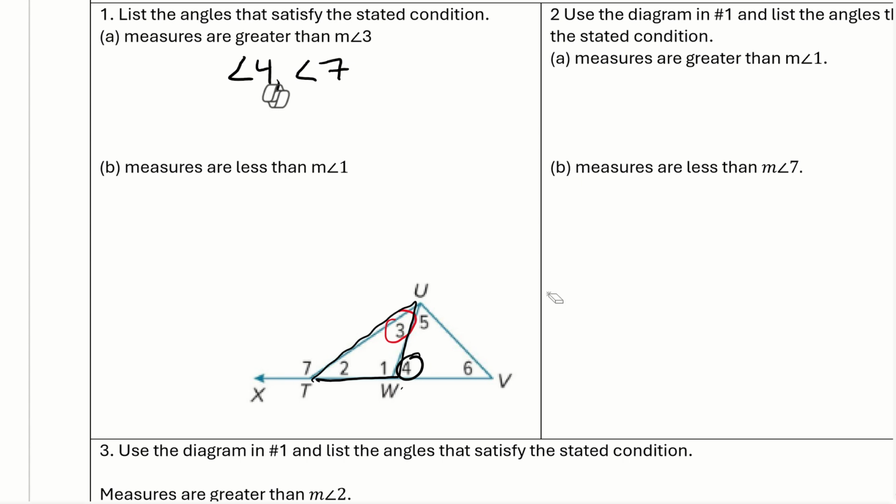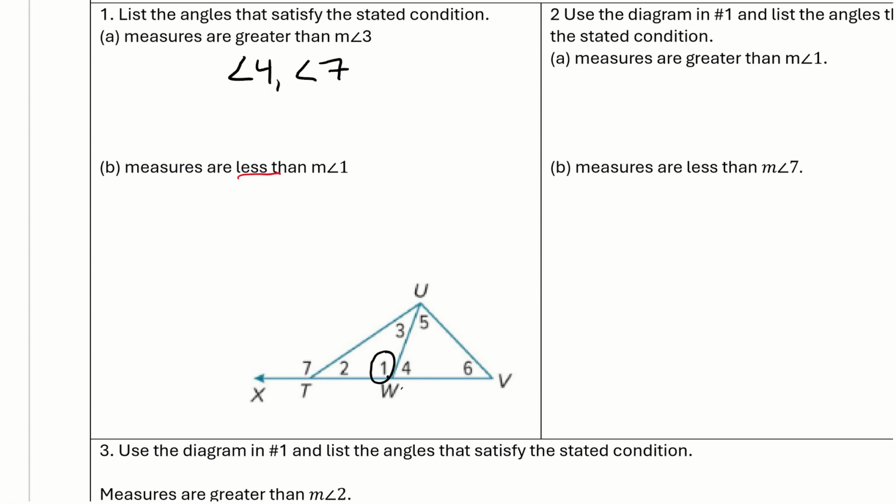Which measures are less than angle 1? So remote interior angles I'm going to do in red. Exterior angles I'm going to circle in black. So if I'm looking for less, then I'm looking for remote interior angles, sorry, because we want them to be less than 1, right? And so I'm not going to circle 1 in red. I'm actually going to circle this in black because I want this to be an exterior angle, because exterior angles are bigger than remote interiors.